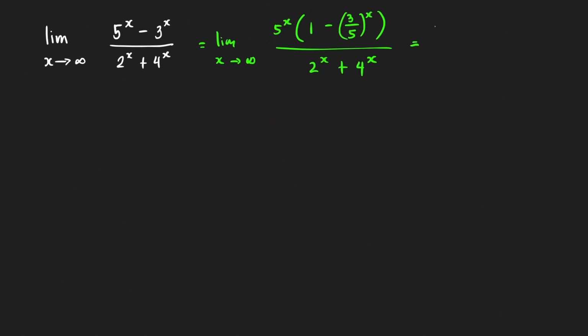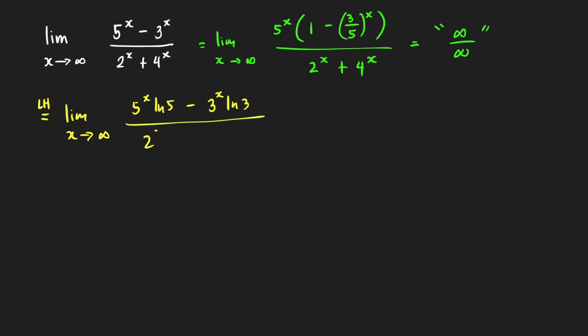So this has an indeterminate form, infinity over infinity. And if we apply immediately L'Hopital's rule to compute for the limit, what do we get? So this is applying L'Hopital's rule, we'll get limit as x approaches infinity of what is the derivative of 5 raised to x. So the derivative is 5 raised to x ln 5, and then derivative of 3 raised to x is 3 raised to x ln 3, and then all over 2 raised to x ln 2, and then plus 4 raised to x ln 4.